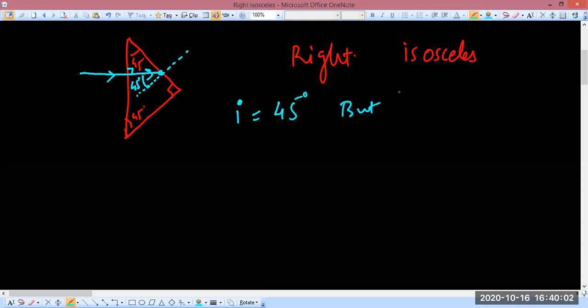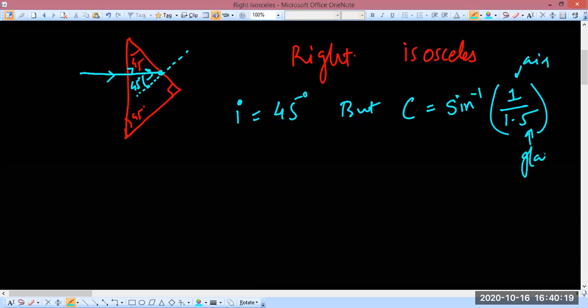But let's see what the critical angle is. How do we find the critical angle? Sine inverse n2 by n1. So this is n1, that is 1.5, and this is 1 for air. Again, this is for air and this is for glass. So this is sine inverse 2 by 3, so that is 0.667. So find the angle from the table, quickly, quickly.